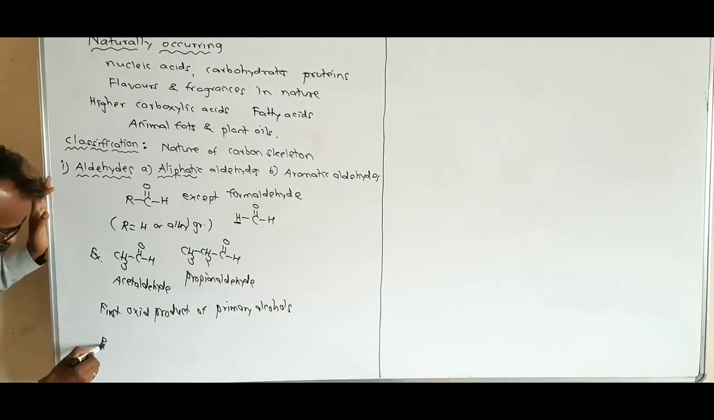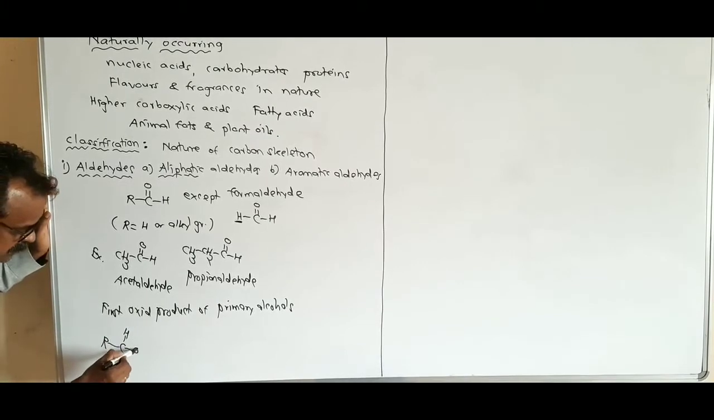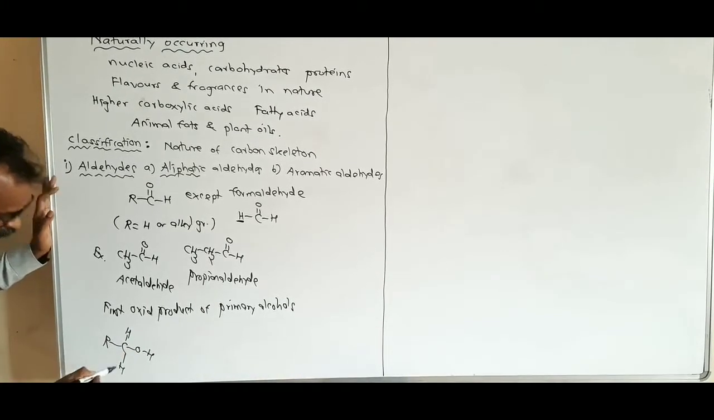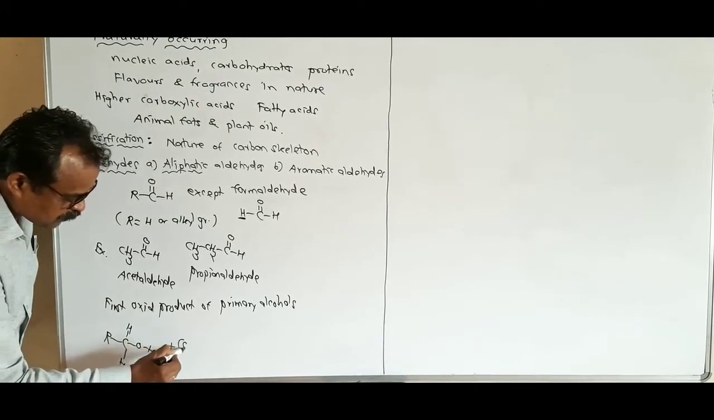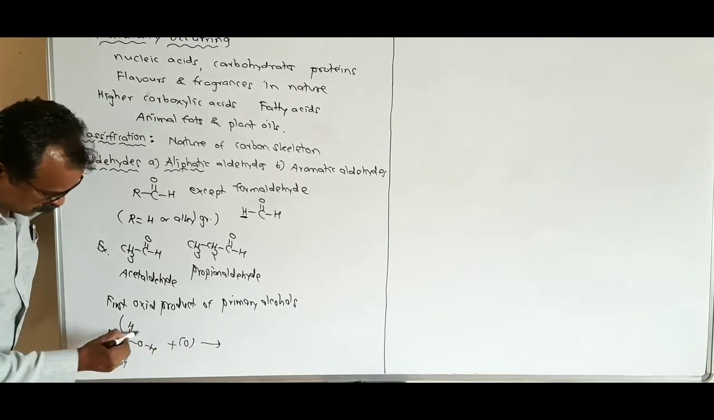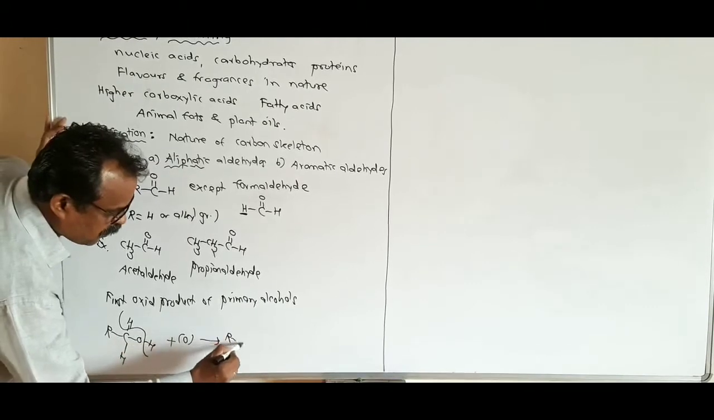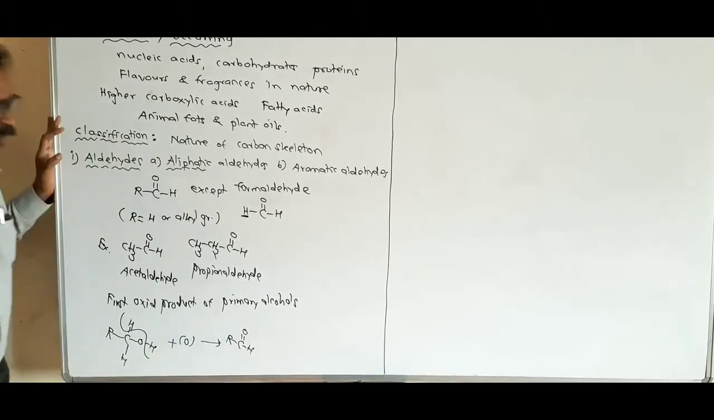Primary alcohols have the general structure containing the CH2OH group as a functional group. This is the primary alcohol. This primary alcohol on oxidation forms an aldehyde.